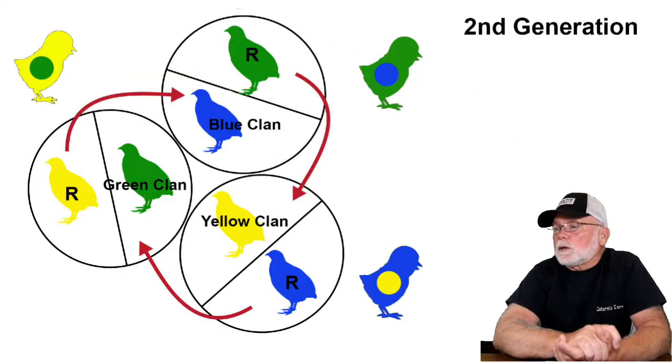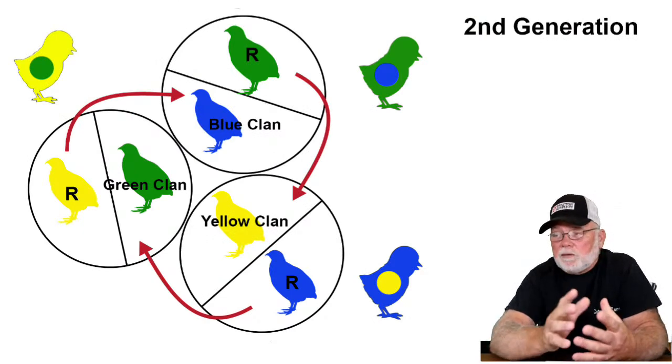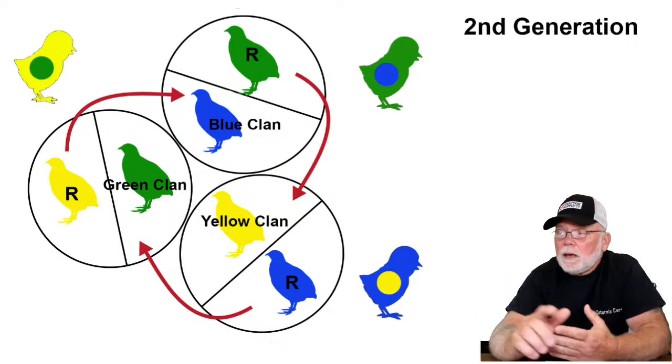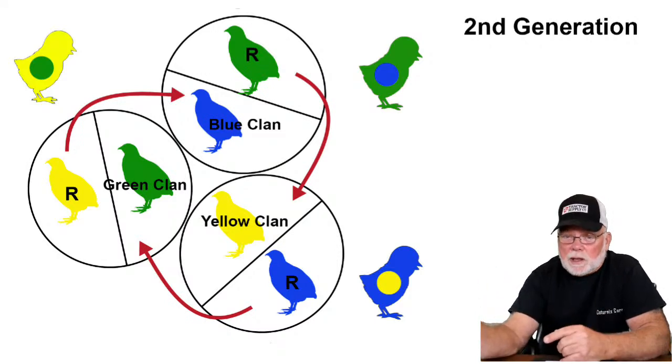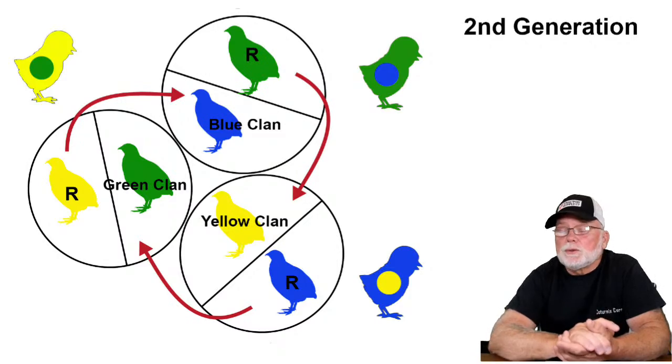So here's what it would look like after your second generation started laying eggs and chicks hatching out. You can see that on the blue clan, which is at the top, the rooster from the blue clan is now moved down into the yellow clan. And the rooster from the yellow clan, which was originally yellow, has moved over into the green clan. And the green rooster has moved over into the blue clan.